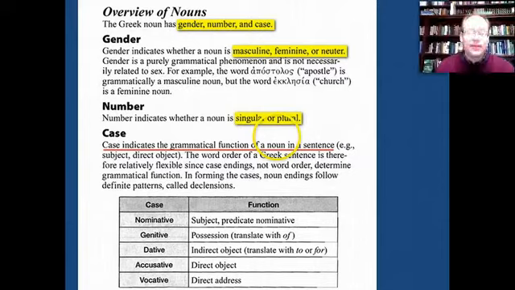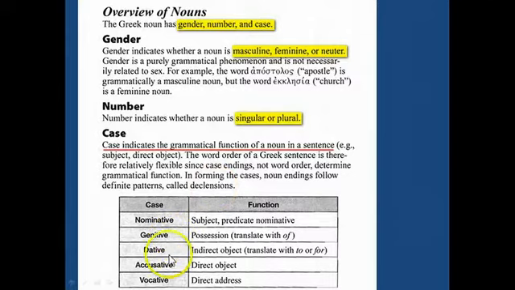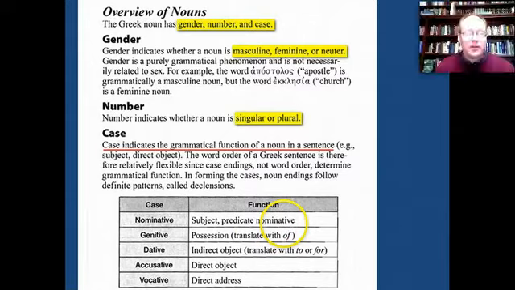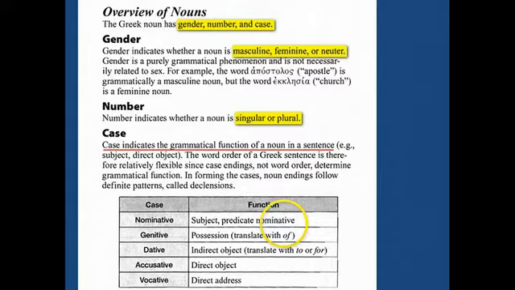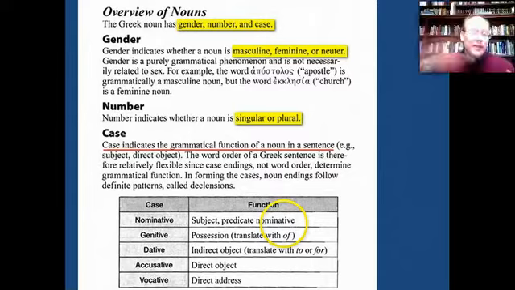Greek has 5 cases, and those cases are the nominative, the genitive, dative, accusative, and vocative. The nominative case is used when you want to say that a word is the subject of a verb or is functioning as a predicate nominative. Example of a predicate nominative: Tom is a carpenter. And a carpenter is renaming or further identifying who Tom is. So it would be in the nominative case in Greek.